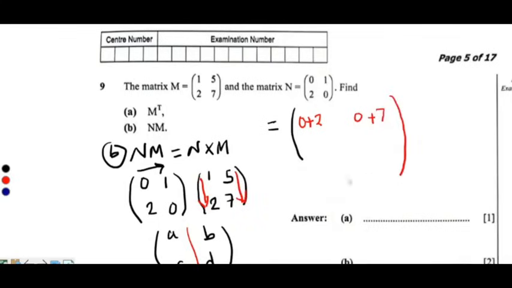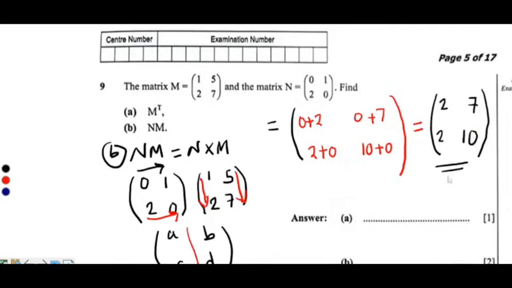Okay? So the moment I'm done, I can cross. Then I'll say, again, this row down here times the column. So 2 times 1, I'll get a 2, plus 0 times 2, it's a 0. Again row by column, 2 times this 5, I'll get 10, plus 0 times 7, I'll get 0. So now we can have our final answer right there. And for this final answer, we just add 0 plus 2, we'll get a 2, 0 plus 7, we'll get 7. So you can cross, 2 plus 0, we'll get a 2, 10 plus 0, we'll get 10.